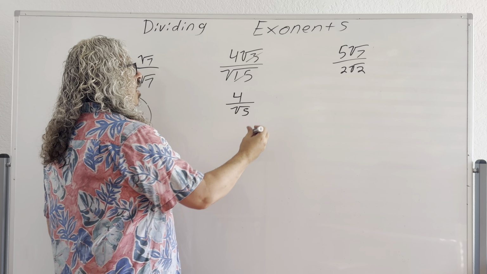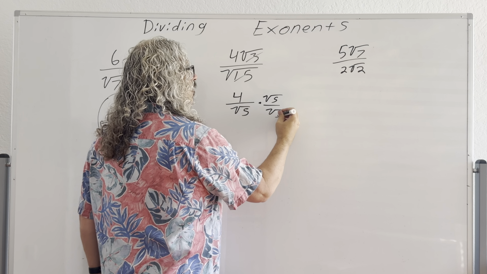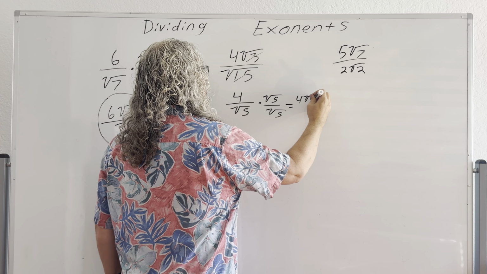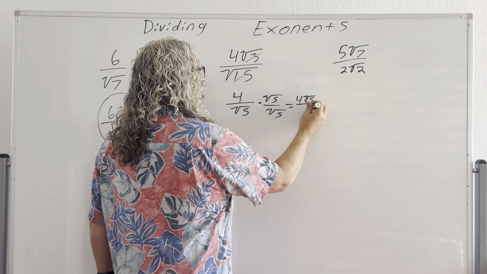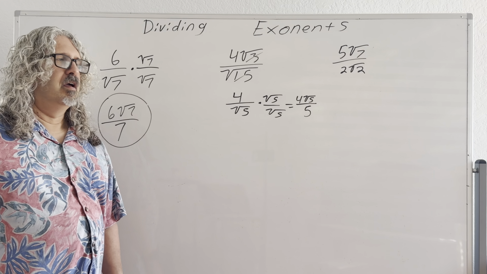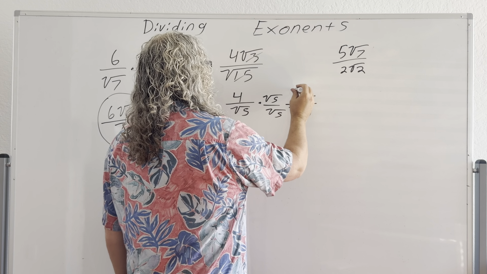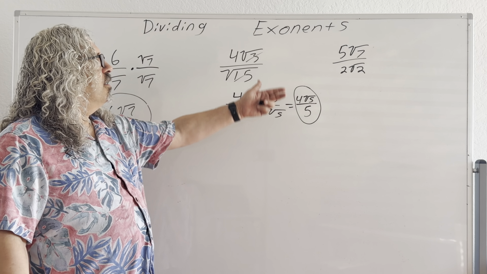Now that I've done that, I'm just going to multiply each side by a root 5 over a root 5, and that's going to give me a 4 root 5. 4 times root 5 is 4 root 5 over 5. Can I cancel out my 5s? Nope. Because one's an innie and one's an outie. Okay? Let's do this one.